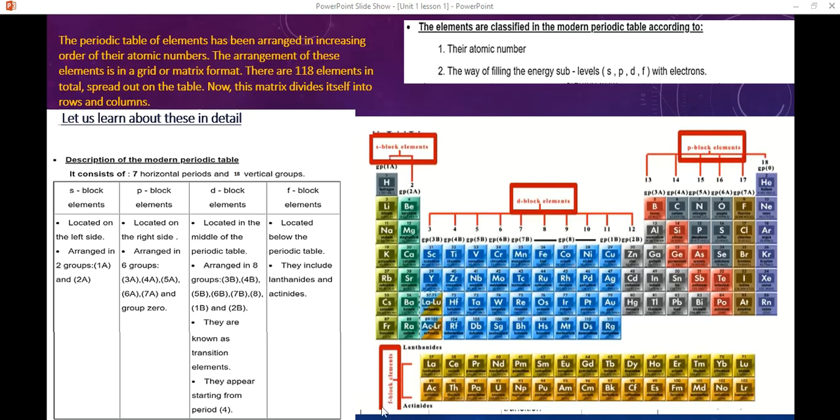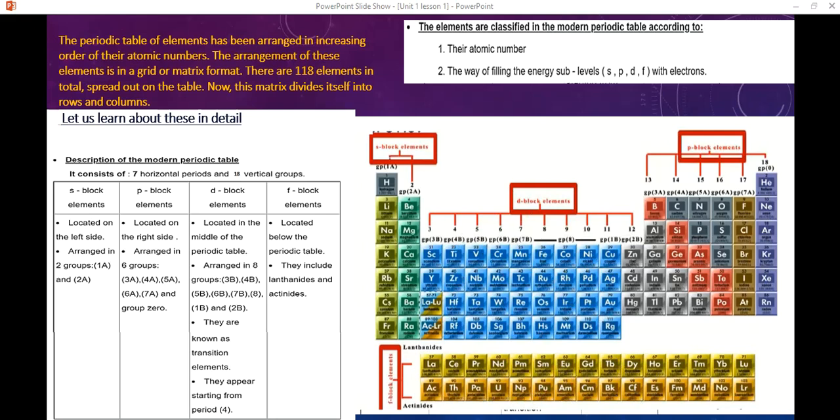One more time, we have to save this in this way: S2 left, P6 right, D10 middle, F below, lanthanides and actinides.